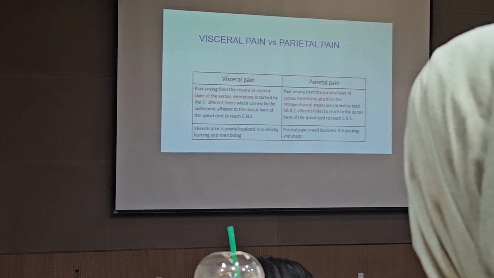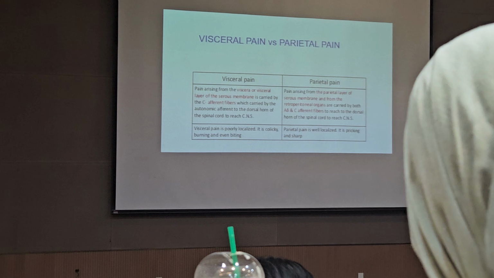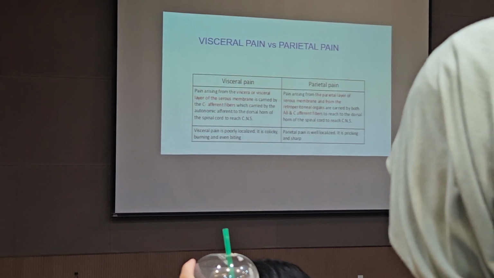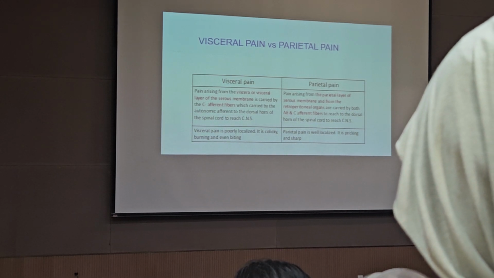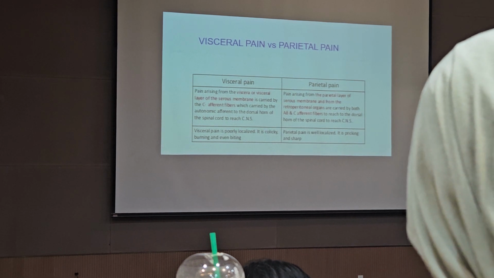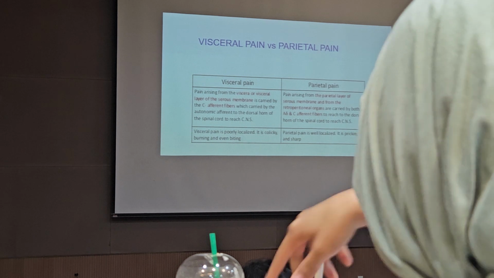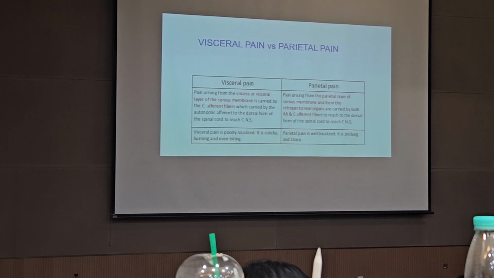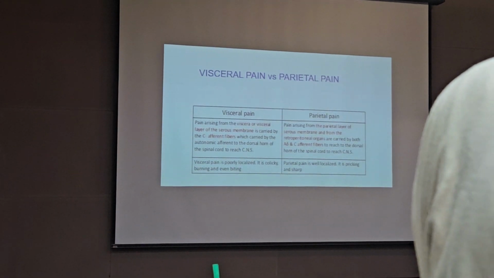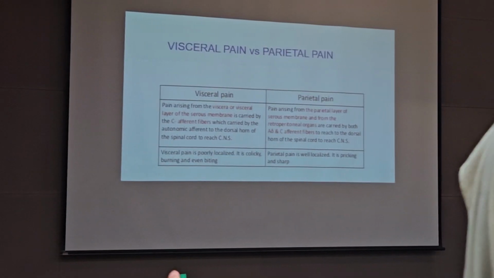Parietal pain arises from the parietal layer of the serous membrane and from the organs, and is carried by both A delta and C fibers. If it is the parietal layer, then mostly A delta fibers, but it can also be from C afferent fibers. Then they reach the dorsal horn of the spinal cord. Same, they ascend together in the lateral spinothalamic tract. So parietal pain will be well localized, and it is pricking and sharp in nature.